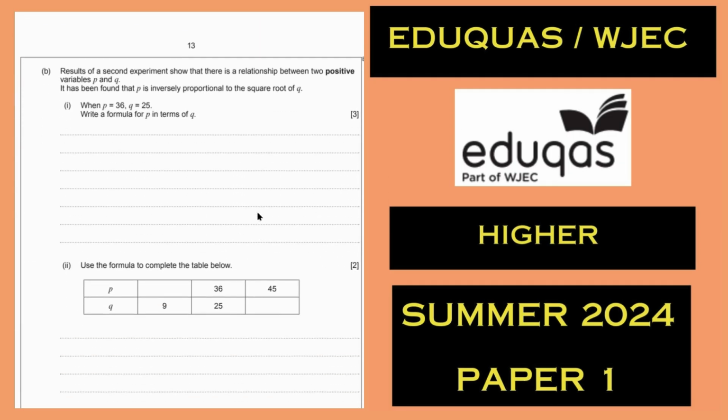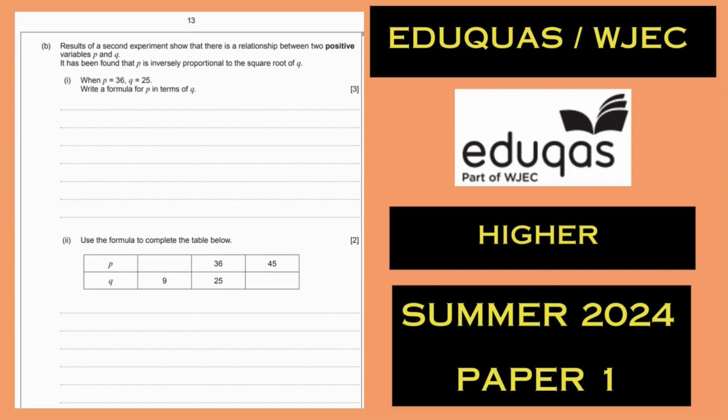On to B. They're positive, so that means if you're going to square root it, ignore the minuses. But let's crack on. P is inversely proportional to the square root of Q. We're told that P is 36 when Q is 25, 25 rooted, and we've got 5 lots of 36, 180. We have our formula.